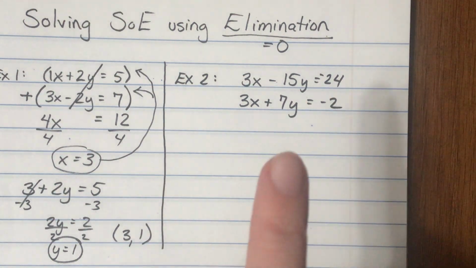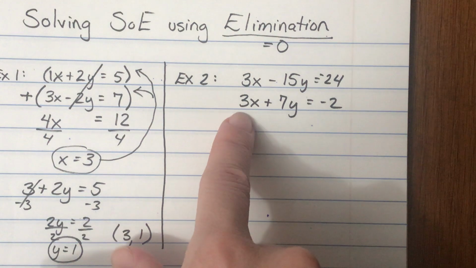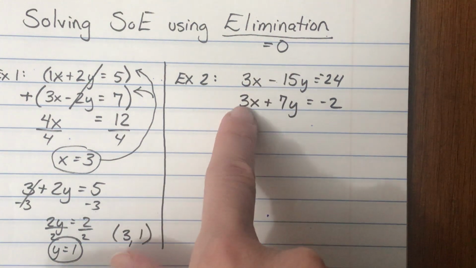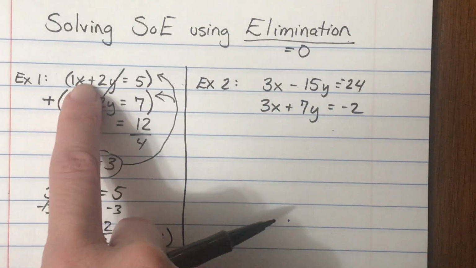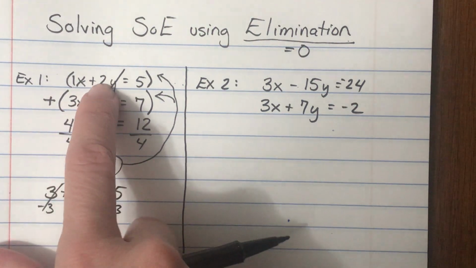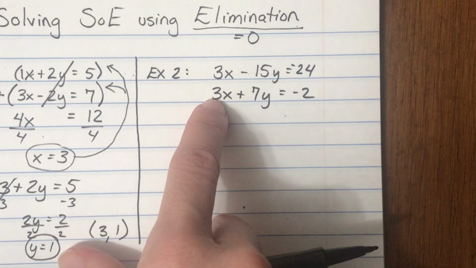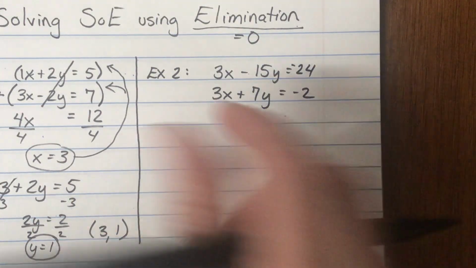But I have to decide, well, how? How do I make that zero? So how would I get 3x to cancel out or to go to zero with another 3x? Now, notice over here, one was positive and one was negative. So what we did was we added them because positive 2 plus negative 2 is zero. But how do we make positive 3 and positive 3 zero? Well, here we're going to have to subtract.